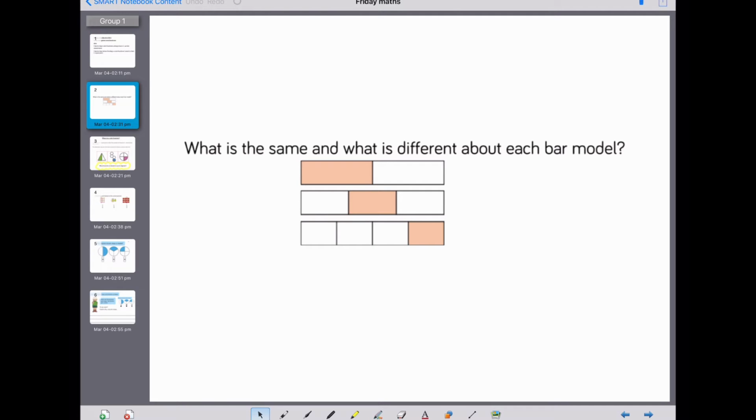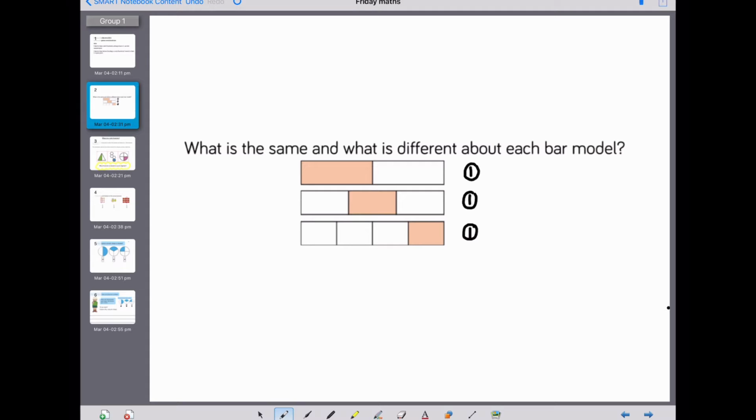Have a look at this picture of fractions. Pause the video and have a think about what is the same and what is different about each bar model. What did you notice, Year 2? What's the same about each bar model? That's right. One part is shaded in each bar model. What's different about each bar model? Well done, the number of parts.